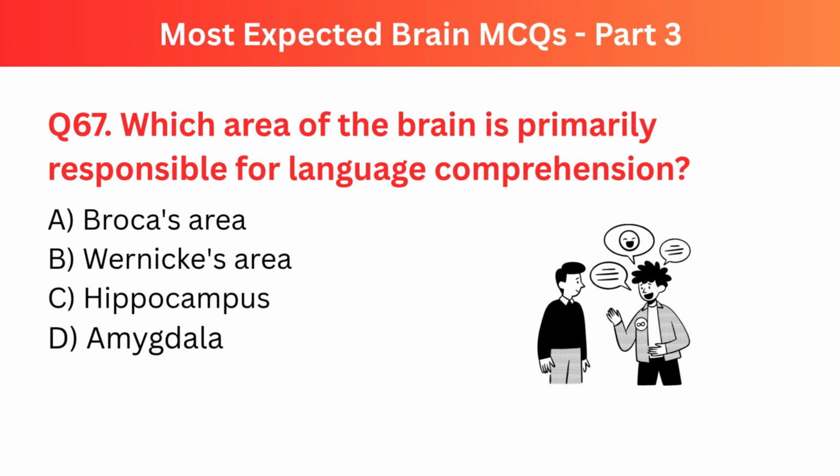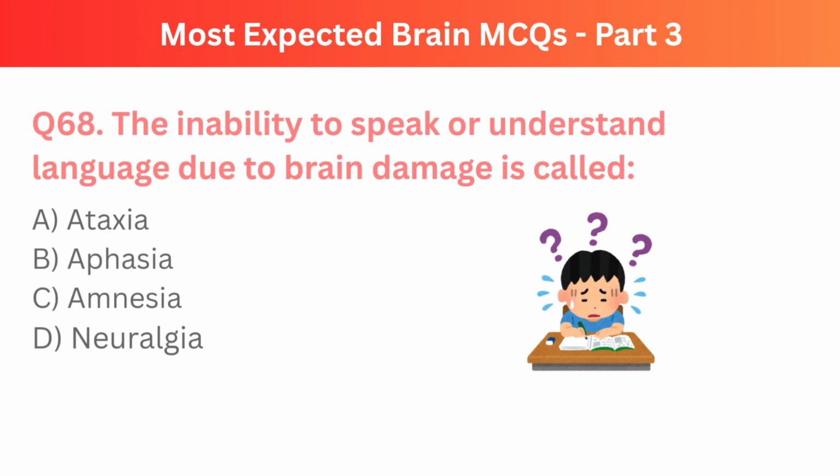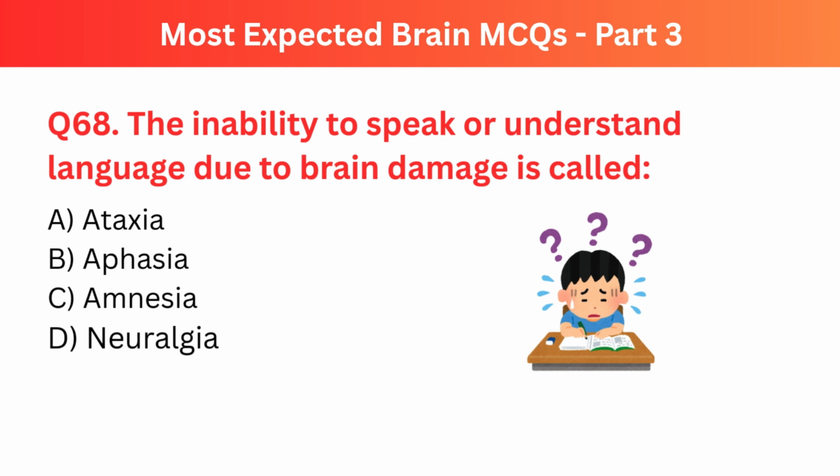Question number 67. Which area of the brain is primarily responsible for language comprehension? The right option is B. Wernicke's area. Question number 68. The inability to speak or understand language due to brain damage is called. The right option is B. Aphasia.